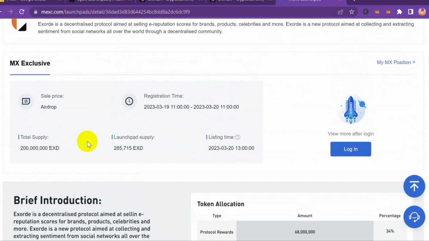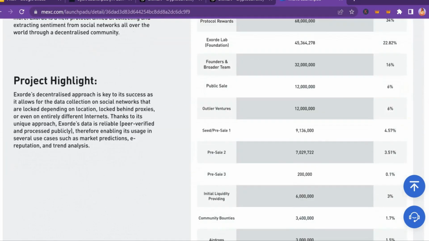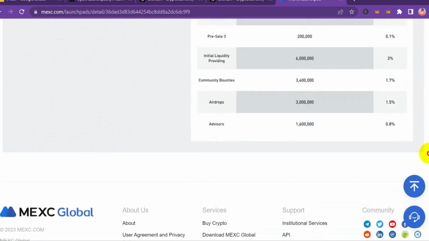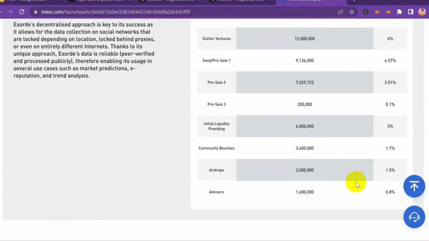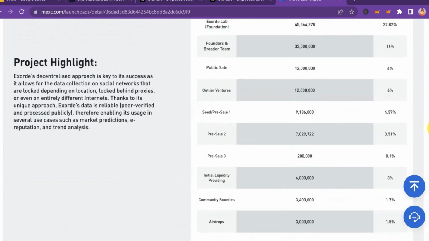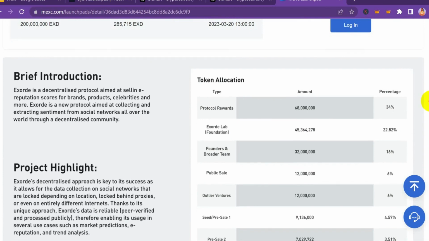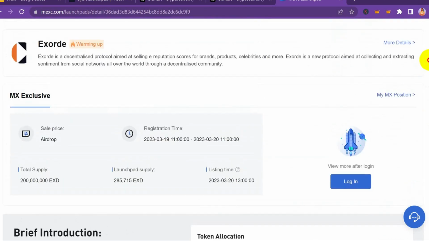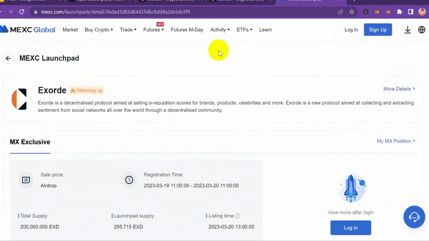So you can see this is the launchpad supply total, listing time, which is 20th of March, and today is 16th of March rather. Okay, so this is it. This airdrop 1%. I think this is their token economics. Yeah, token allocation. Yeah, so protocol rewards and co. Right. Yeah, so that is it. I hope it gave value.